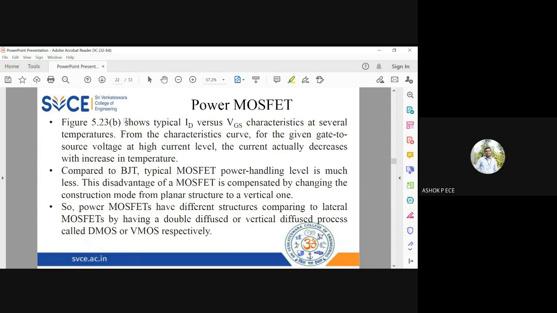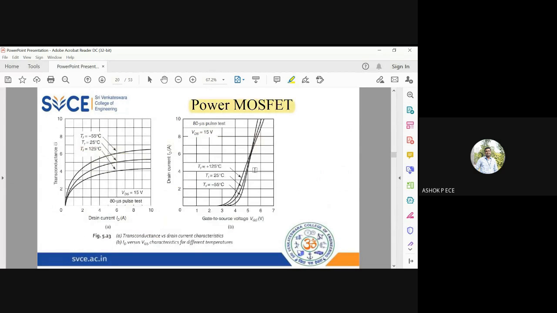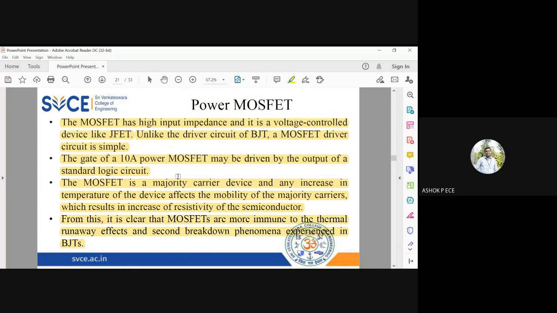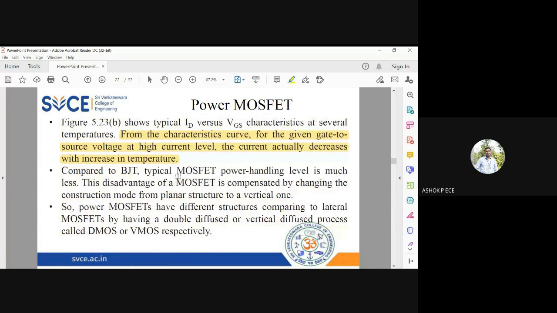So you can see from the graph, from the characteristic curves, the VGS at a high current level, the current actually decreases with increase in temperature. If you see the graph, as the temperature is going to increase, the current is decreasing. So this is for minus 55. The last one is minus 55. The second one is 25. Third one is 125. So you can see as the temperature is increasing, the current is reducing because of reduction in mobility of your majority carriers.